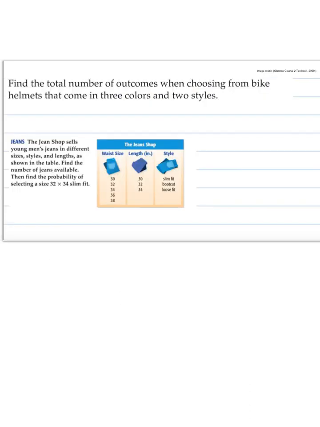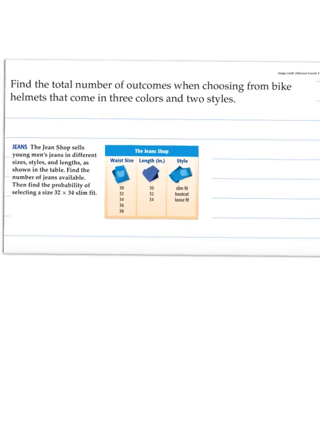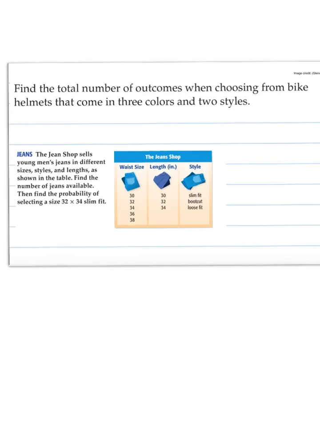Okay, 2 more examples here. Find the total number of outcomes when choosing from bike helmets that come in 3 colors and 2 styles. So first you pick a color. You have 3 color options. Then you have 2 styles. So 3 times 2, the outcomes from both of these. 3 times 2 equals 6. So there are 6 outcomes.